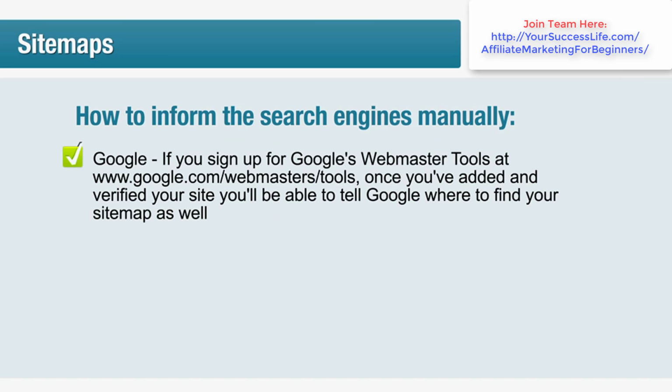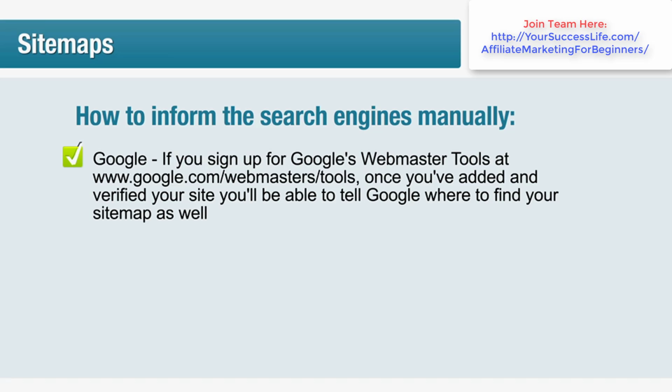Okay, Google. If you sign up for Google's Webmaster Tools at google.com/webmasters/tools, once you've added and verified your site, you'll be able to tell Google where to find your sitemap as well. Note that for this method, you'll need to sign up with a Google account and authenticate your site by uploading a key file to your website or adding a meta tag on your page.